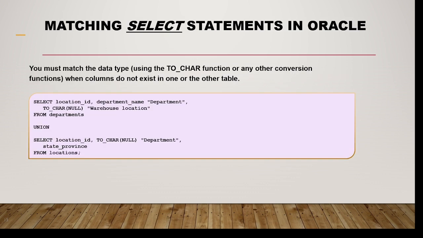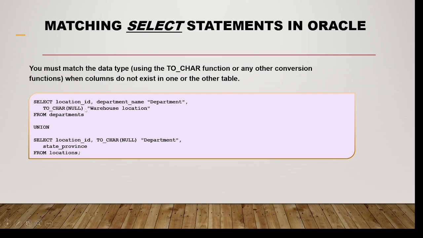Now, coming to matching select statements in Oracle. Since the expressions in the select list of the query must match in number, you can use dummy columns and data type conversion functions to comply with this rule. So to match the column list explicitly, you can insert null columns at the missing positions so as to match the count and the data type of the selected columns in each select statement.